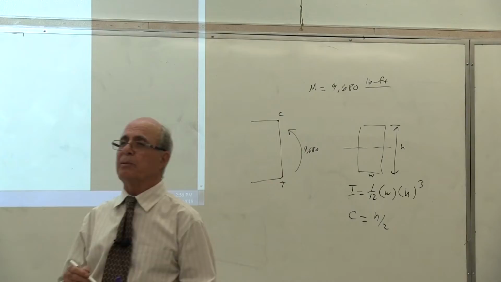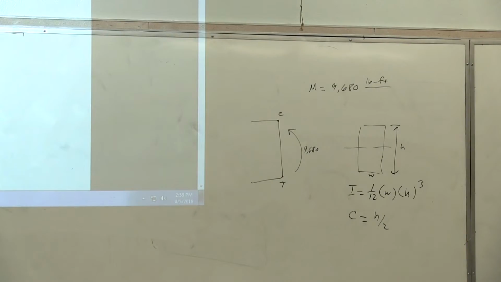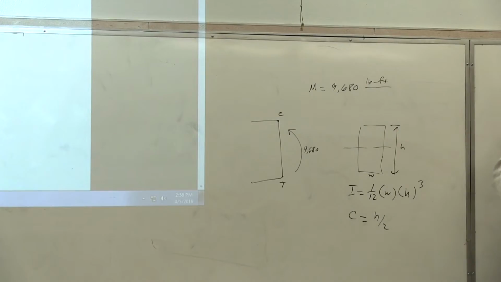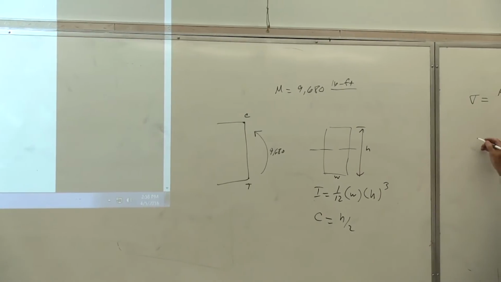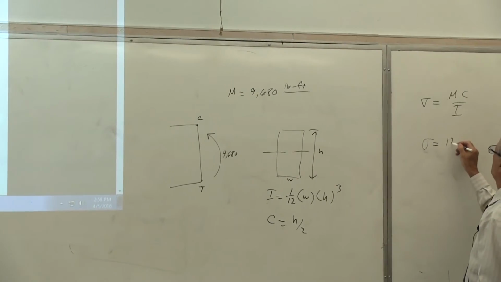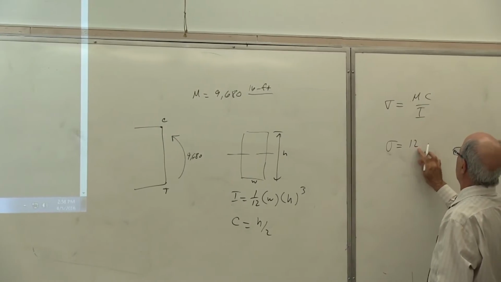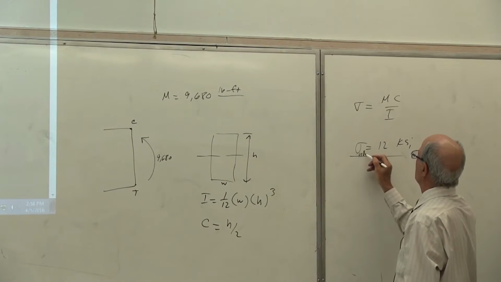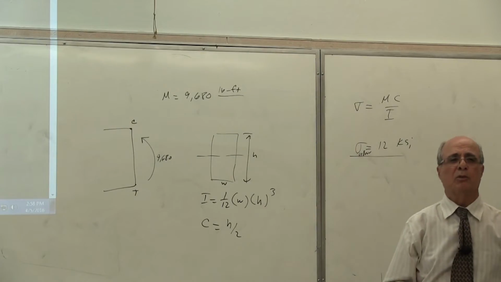So you have 2 variables, the width of the beam and the height of the beam. One of them should be given to you. You cannot solve that for two unknowns. So what they would give you is sigma allowable. Now, this is sigma equal to MC over I, but in reverse. Let's say this was a steel, and sigma was given equal to 12 KSI. What does this mean? Sigma allowable, I'm sorry. Sigma allowable equal to 12 KSI.